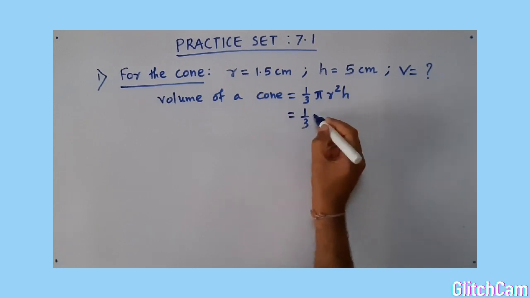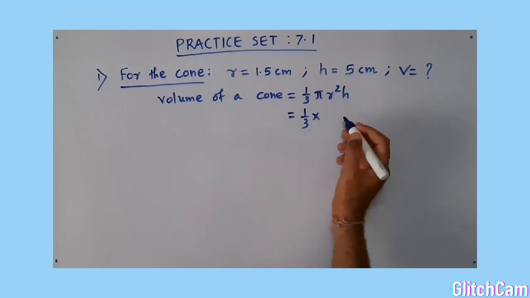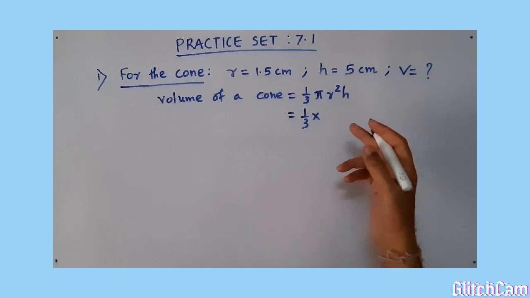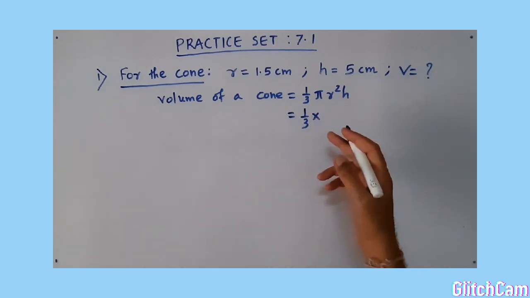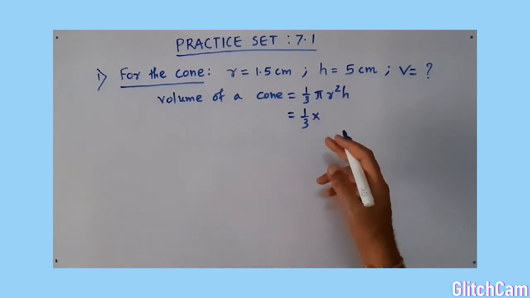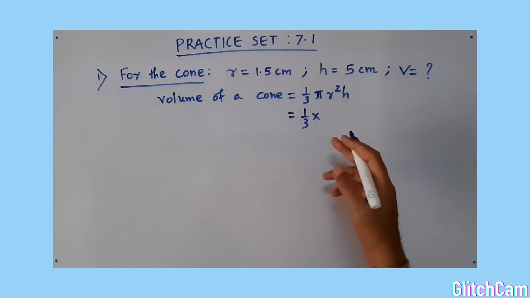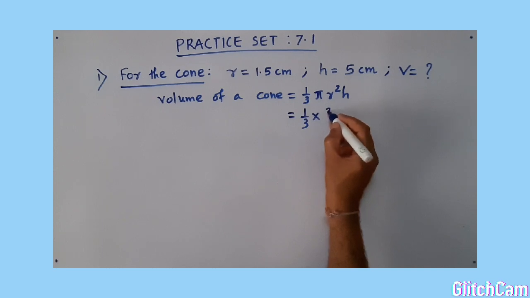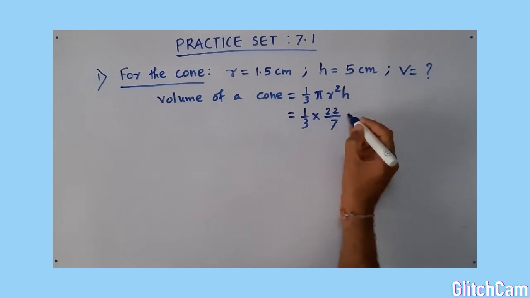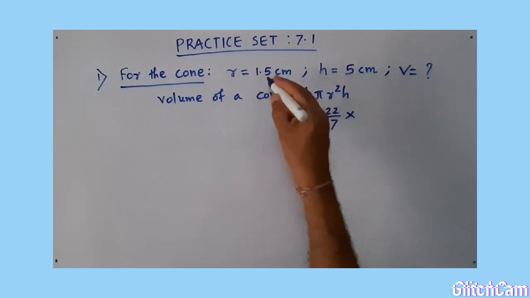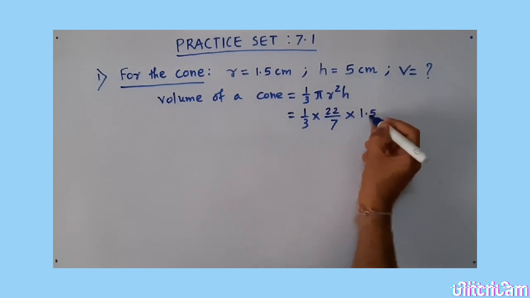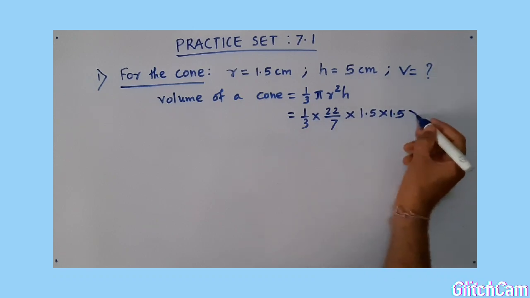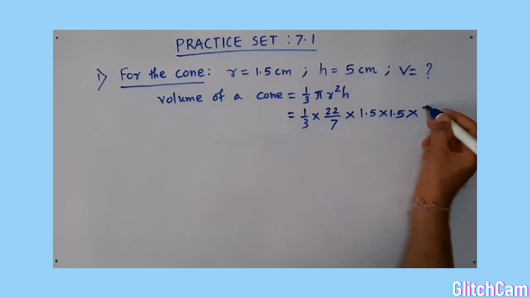So 1 upon 3. Now I told you the value of pi, you have to remember it is either 22 by 7 or it is 3.14. Here they have not specified the value of pi, so we will keep it 22 by 7. So pi will be 22 upon 7 into radius. Radius is 1.5, 1.5 into 1.5. Why? Because it is r square into h. h is the height, which is 5.